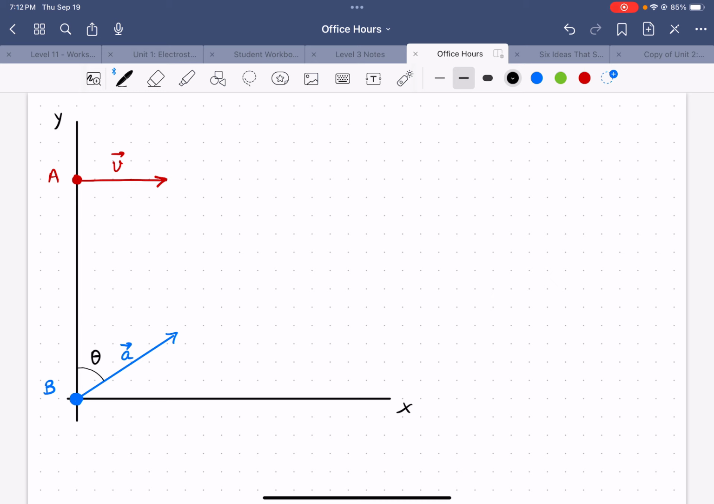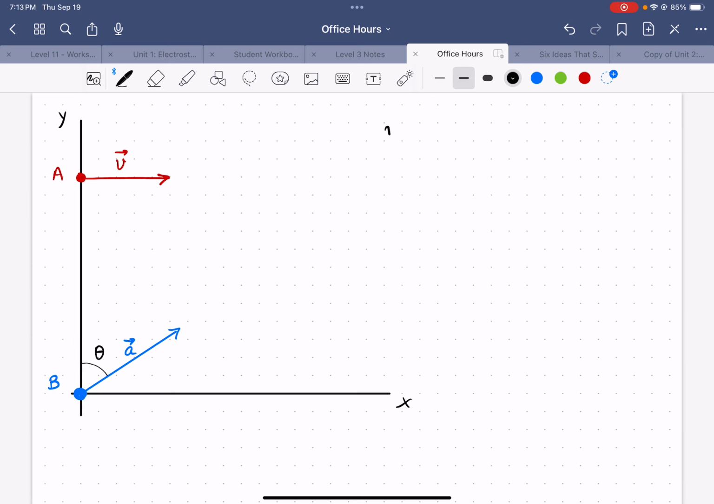Okay, so to solve this, we're going to need to write down expressions for the x and y positions of these particles as a function of time. For particle A, its horizontal position, I'll call that xa, is going to be equal to simply 3t, since it's moving with a constant velocity of 3 meters per second in the x direction, and it starts from x equals 0. The y coordinate is just going to be constant. It's moving along the line y equals 30.